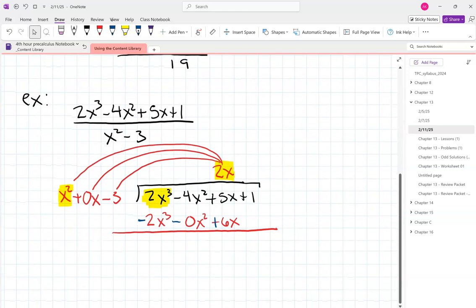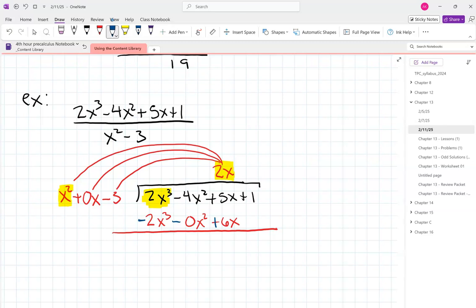So now it's just going to be like adding down. So 2x cubed plus 2x cubed, well, that's 0. Negative 4x squared minus 0x squared, well, that's still negative 4x squared. 5x plus 6x is 11x. And then I'm going to just kind of bring that plus 1 down.